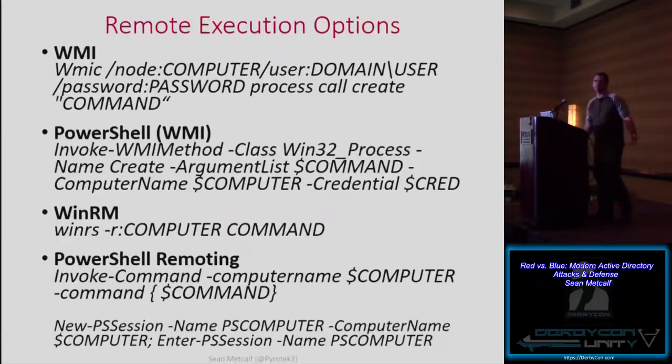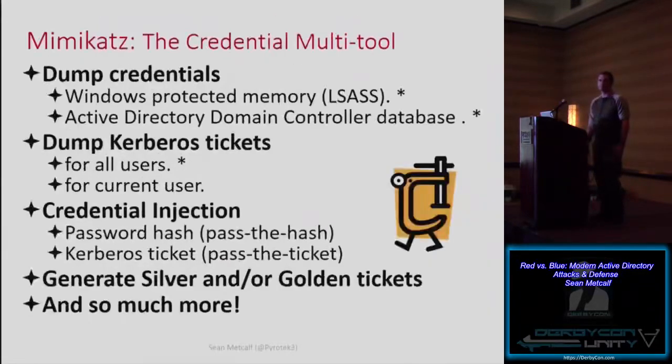And what are they going to run? What do you run when you get on a system? Red Teamers, what do you run when you're on a system? How about Mimikatz? So Mimikatz provides the capability to dump credentials, dump Kerberos tickets, inject those credentials, forge Kerberos tickets, forge golden tickets, silver tickets, trust tickets, all sorts of tickets.